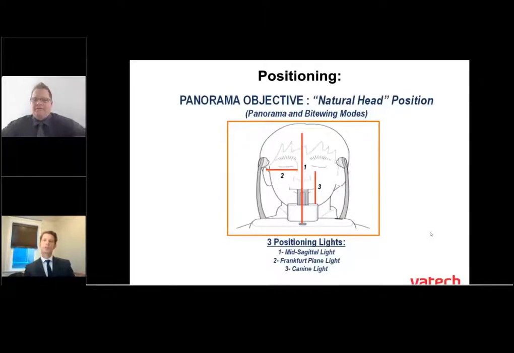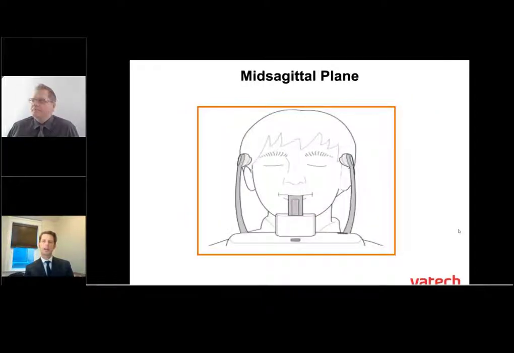Patient positioning is universal. So we do have our 3 positioning beams. And Paul, it says on the top natural head position, and that's usually what we want to make sure that the patients don't have their head tipped up too high or their chin positioned too low, to give us that sharp V in our pan. So let's walk through this as far as patient positioning goes, specifically to the Vatech pan here.